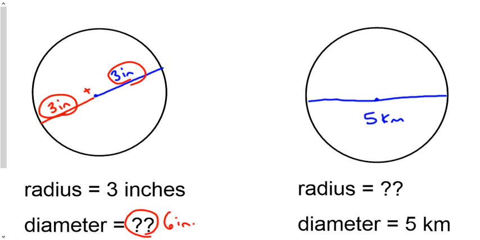Well, a radius is half of the diameter. And if this is the radius, what's half of 5? Well, half of it is 2.5, which would make this one 2.5. If I added these two radiuses together, would it equal 5 kilometers? Yes, so the radius is 2.5 kilometers.